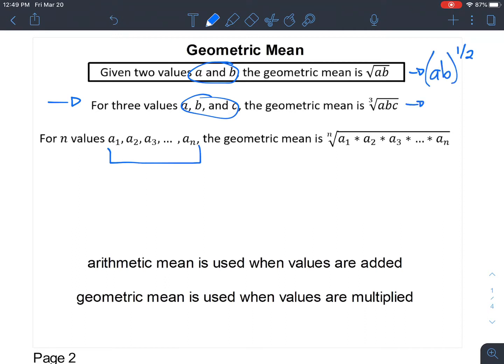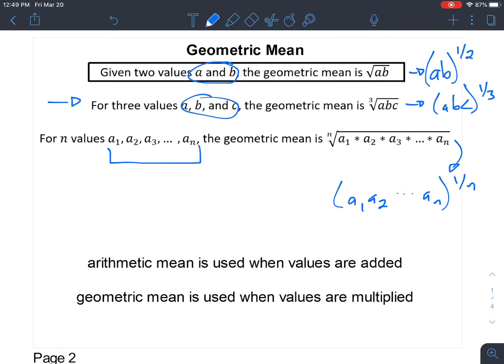The first one is going to be the same thing as ab to the 1/2 power. Second one is abc to the 1/3 power, I'm sorry, I should have written abc to the 1/3 power. And then for the last one, all of those, a1, a2, all the way to an, raised to the 1 over n power.